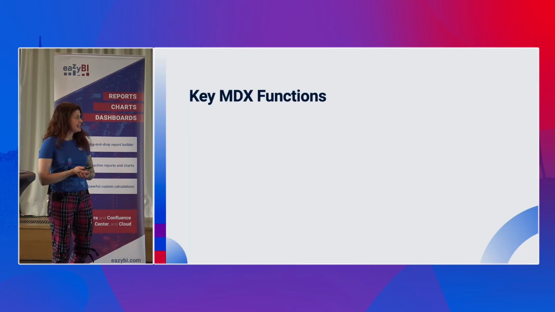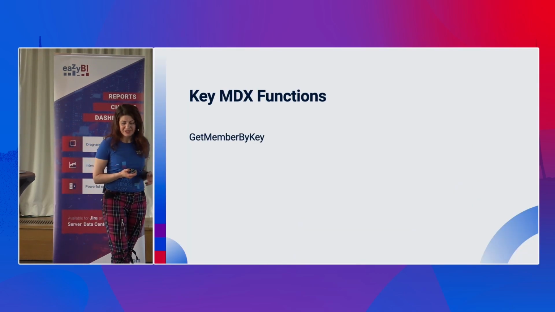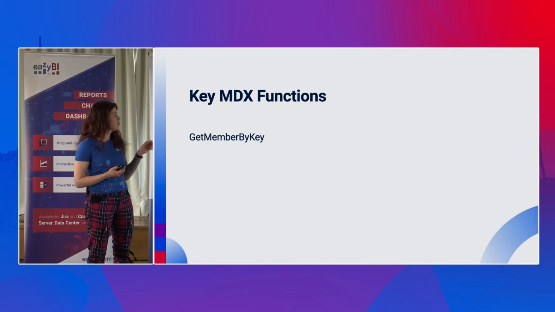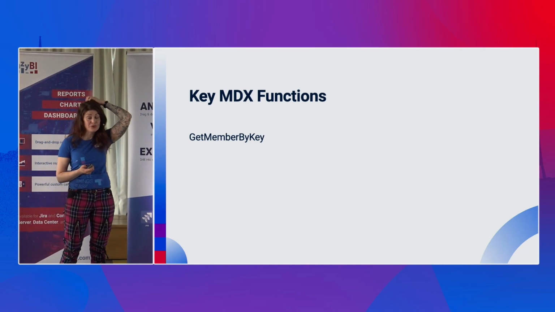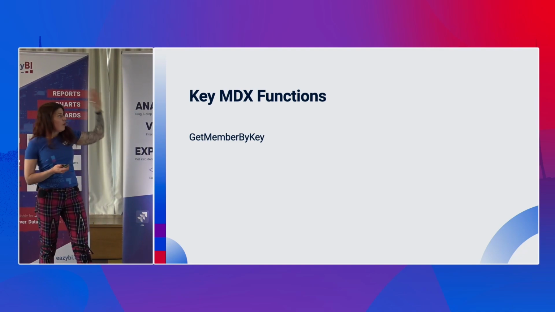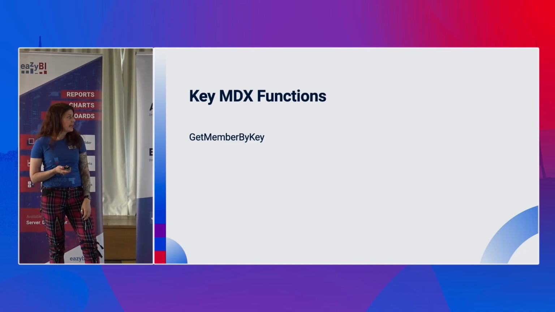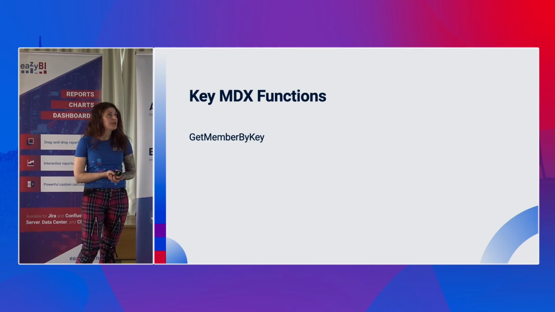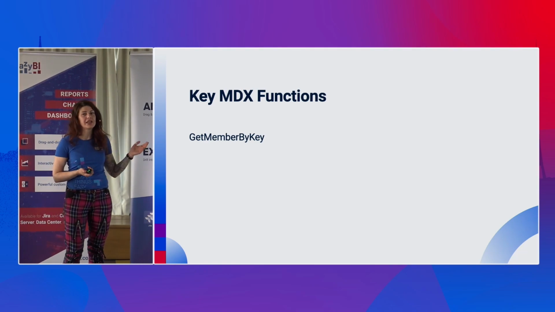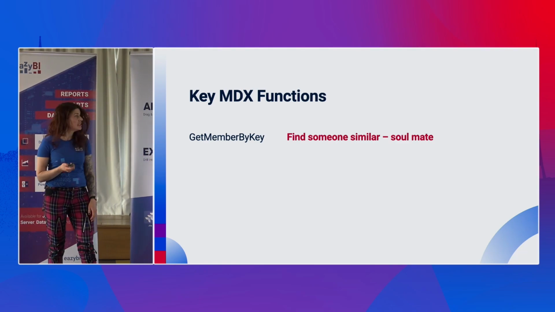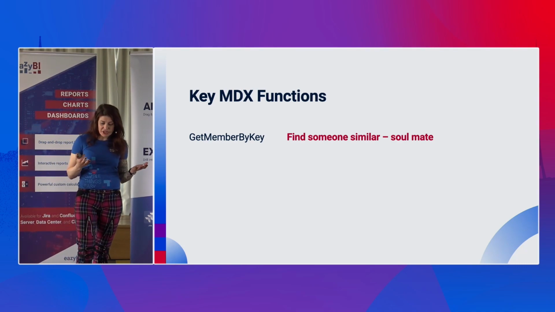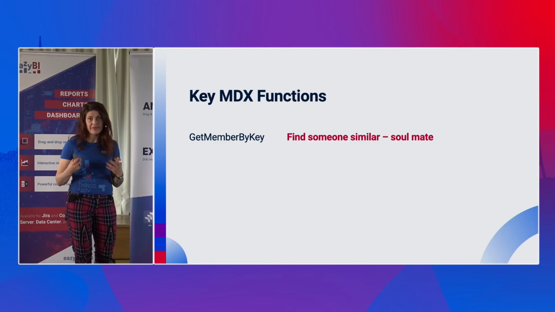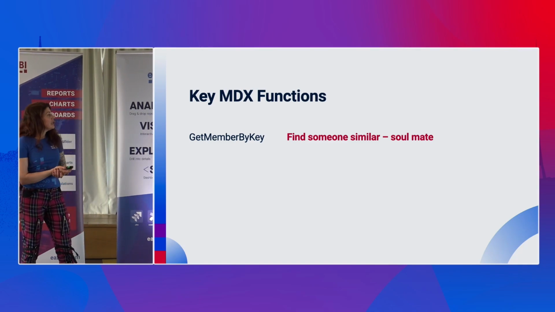So when we looked at the first calculation, it's probably the right time to go through the key functions that you are going to use to change the context. One is getMemberByKey. For some people, it helps to think of it like a lookup in Excel, but I would say it's a function that looks for something similar by name, not by nature.